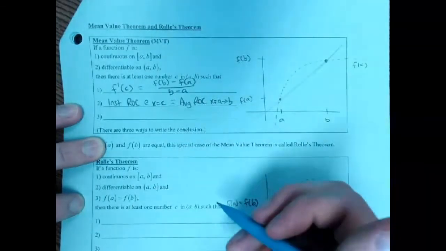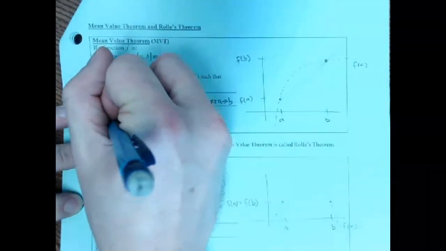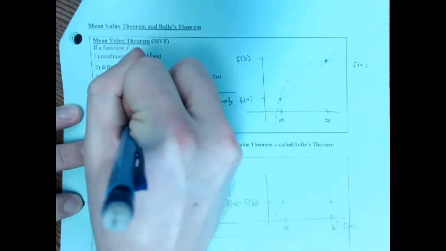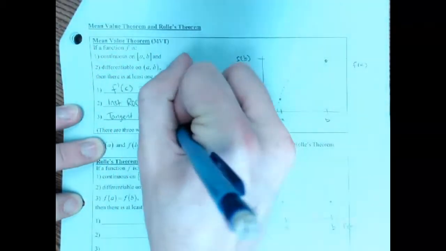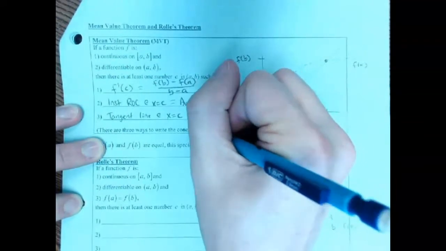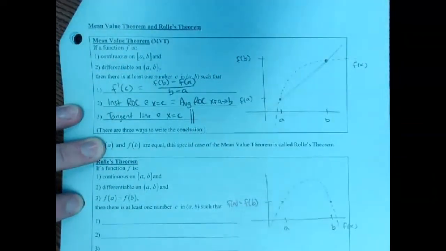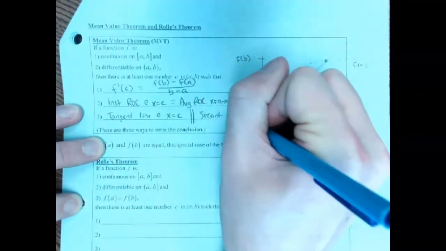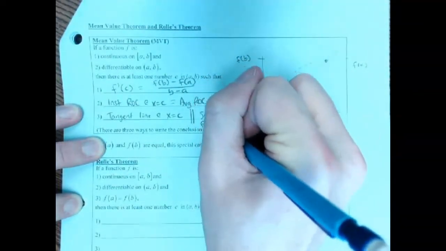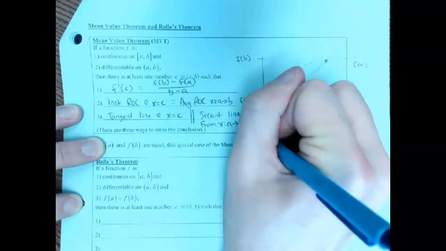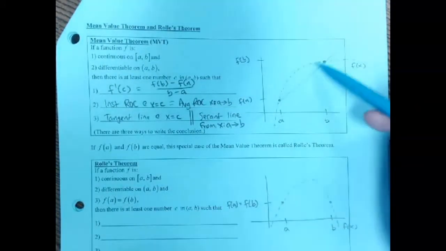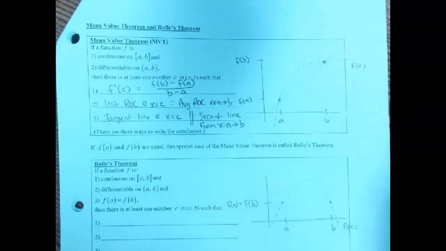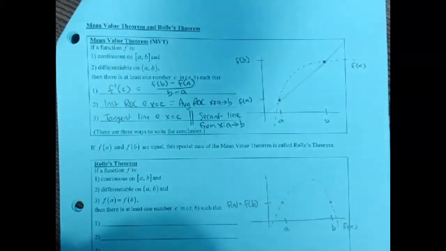Or if you want to think about it more geometrically, you could say the tangent line at x equals c is going to be parallel to the secant line from a to b, right? Same slope means parallel lines. So I've kind of got this function just sketched. We've got the two points. What this mean value theorem says is somewhere in the middle, the derivative, the instantaneous rate, the slope of the tangent, is going to match.